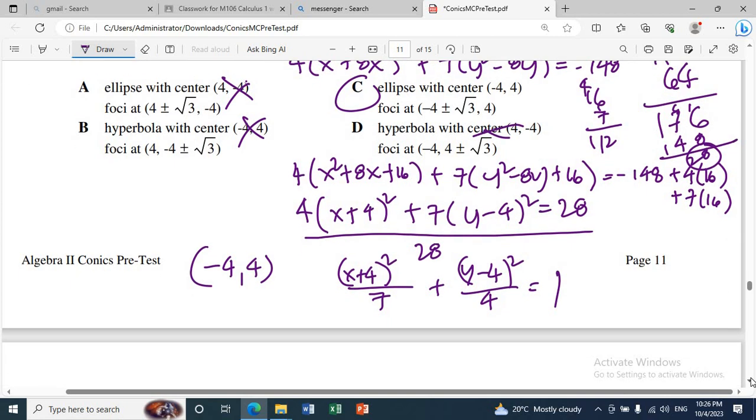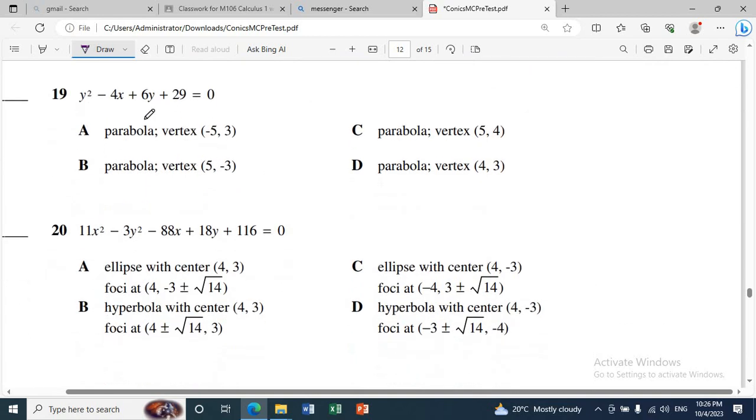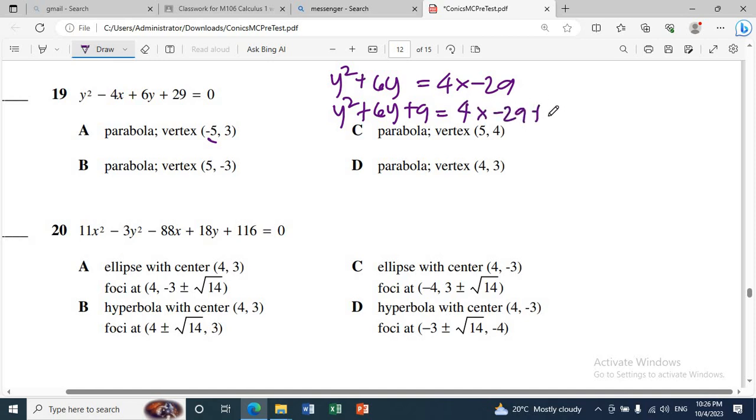Next, number 19. It's a parabola. All we need to do is identify the vertex. So we have y squared plus 6y is equal to 4x minus 29. So I transpose negative 4x and then positive 29. And then we complete the square. 6 divided by 2 is 3. 3 times 3 is 9. So we added 9, minus 29 plus 9.